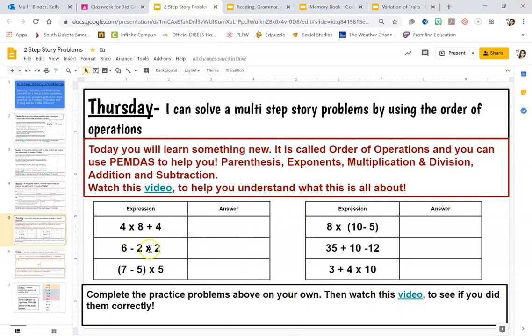You cannot just go from left to right. You can't just start on the left and do the functions across. There's an order you have to do them in, okay? So watch the video to make sure you know what that order is. That'll help you on the picture problem for today as well on the stream.